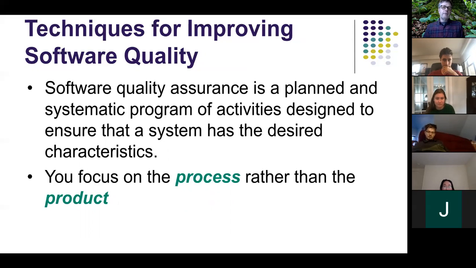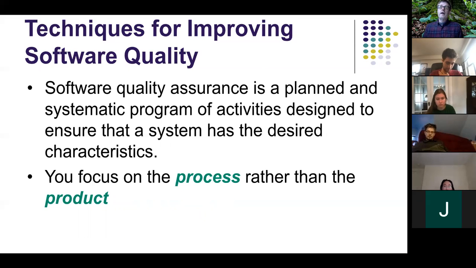So this whole concept that we call software quality assurance is something that companies do, and this is a planned and systematic program of activities designed to ensure that the system has the desired characteristics, right? So if you're going to build a system, you first have to decide what are the characteristics that we care about most, and then you have to come up with a plan for achieving those goals. You can't just say, well, we hope that it's correct, but we're going to try really hard when we're writing it to make it correct or robust or whatever, right?